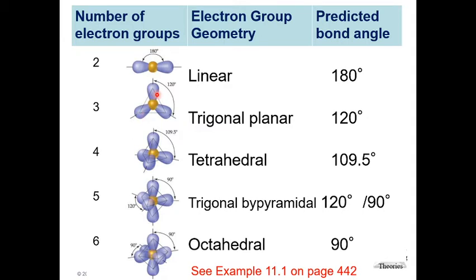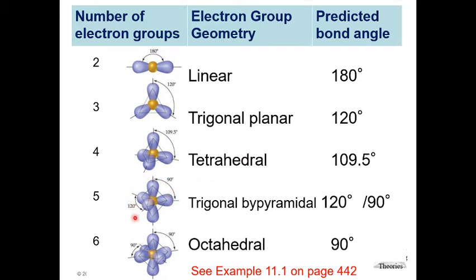So they would lie flat in the palm of your hand or flat on a tabletop. If you have 4 electron groups around your central atom, you have a tetrahedral arrangement. And your bond angle is 109.5. And yes, you do need to know your predicted bond angles. It's part of the package.